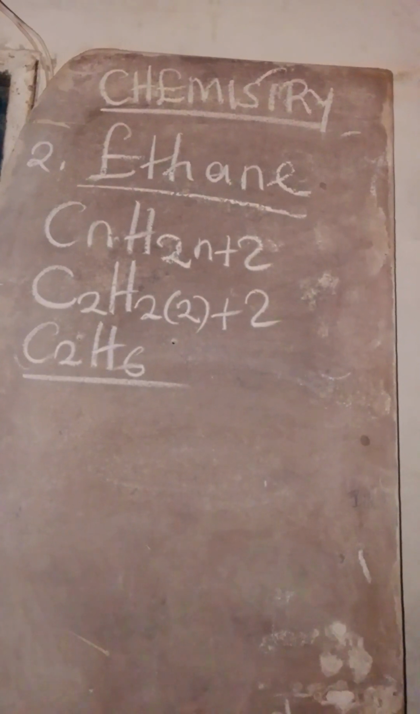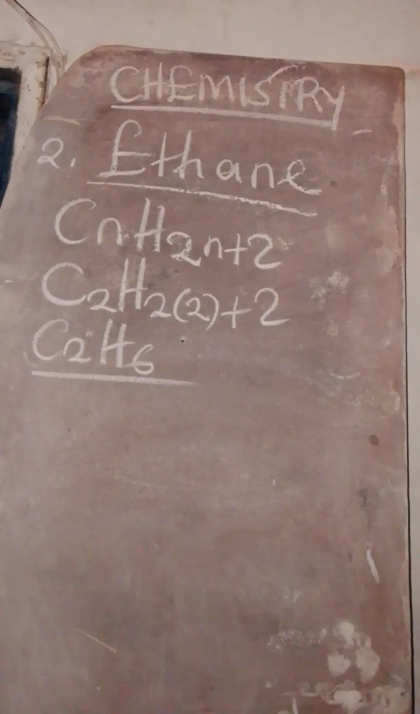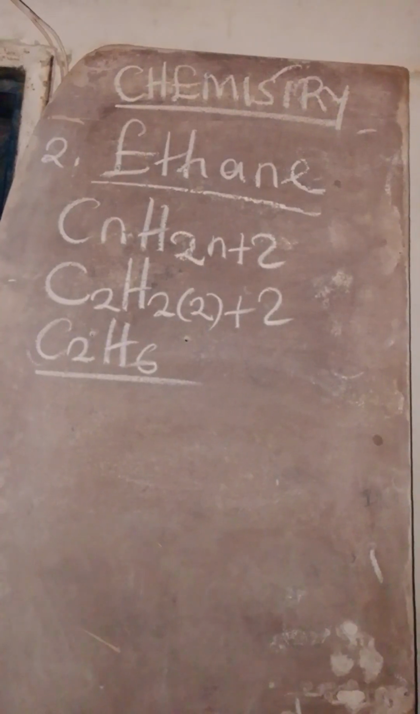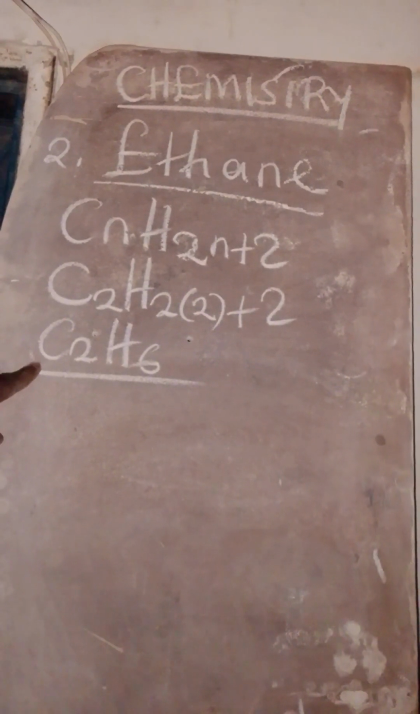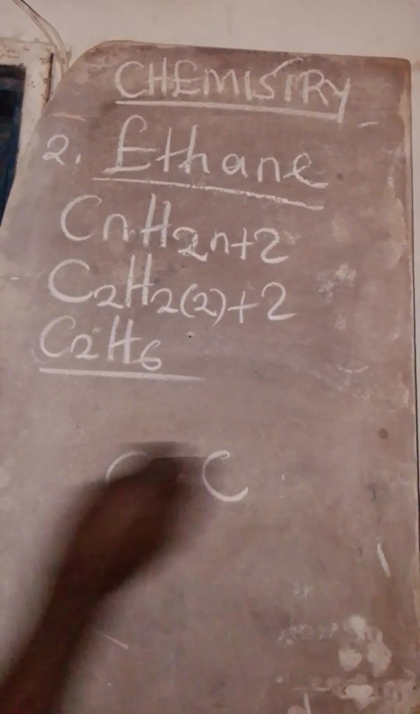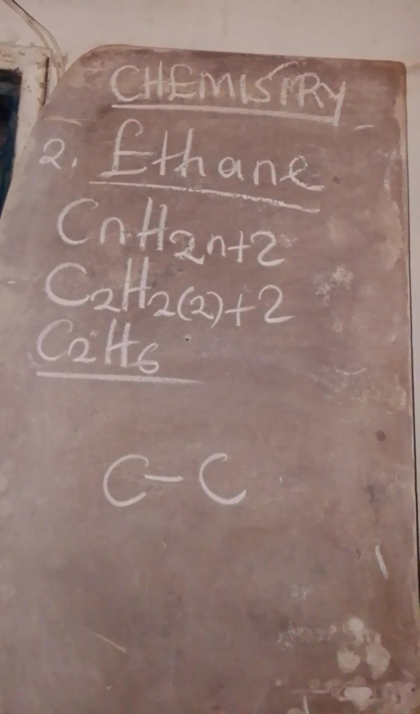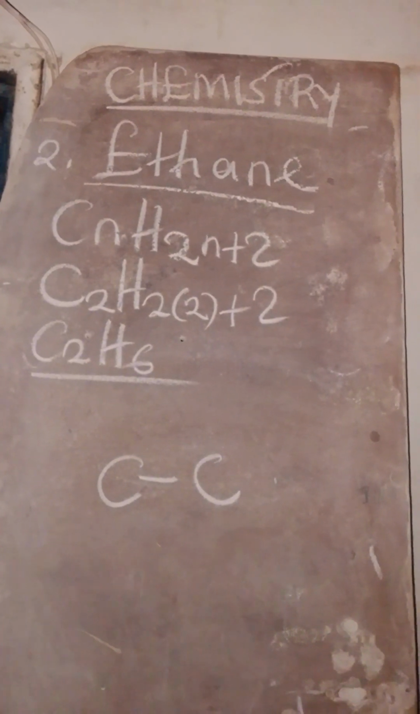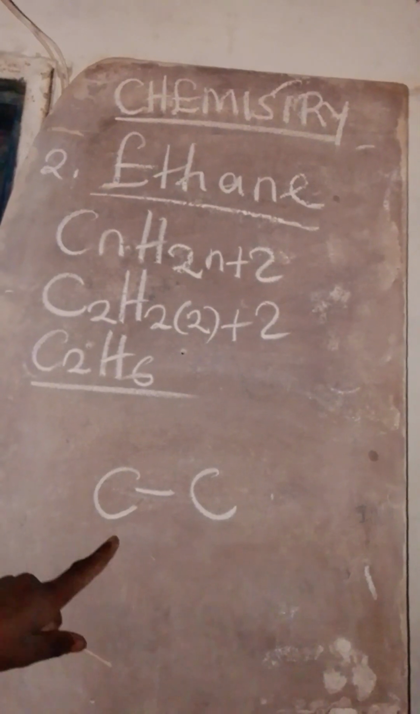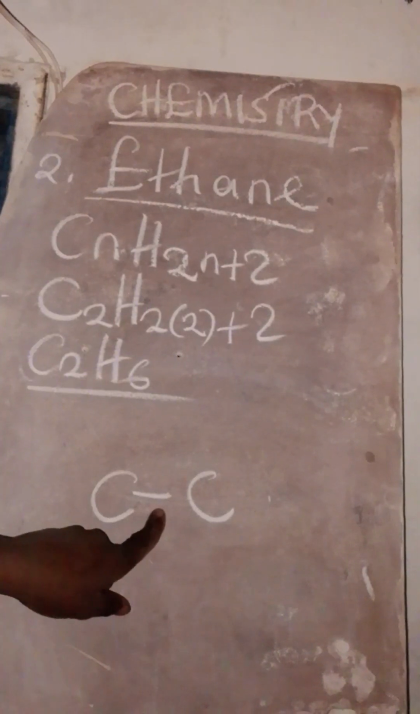Now from the molecular formula, they can ask you to calculate, or they can ask you to draw a displayed structure of ethane. When we look at ethane, it has 2 carbon atoms. So it will be carbon to carbon. I've added this single bond because all alkanes have a single bond. Alkanes consist of single bonds. So in drawing their displayed structure, you should also add a single bond.